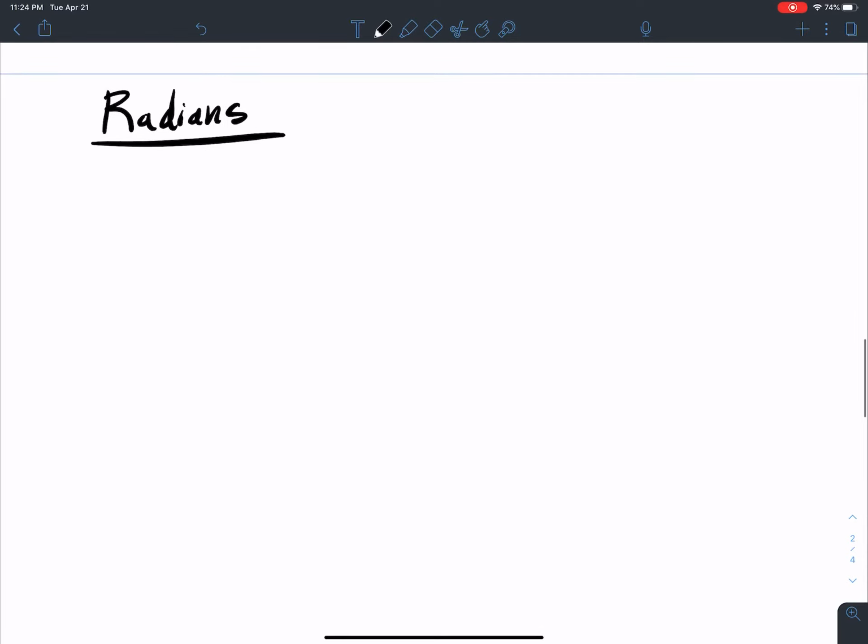Okay, so this idea of radians is crucial for the remainder of the course, but also radians pop up all the time in calculus, even more so than degrees. So let's talk about this. Well, we've got a circle, right? A central angle is an angle whose vertex is at the center of the circle.